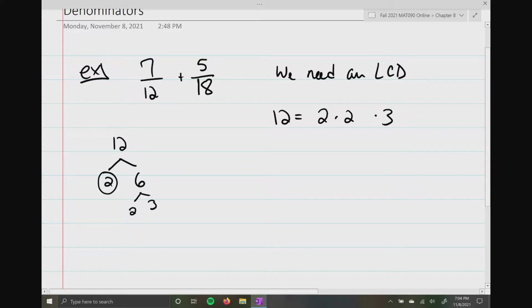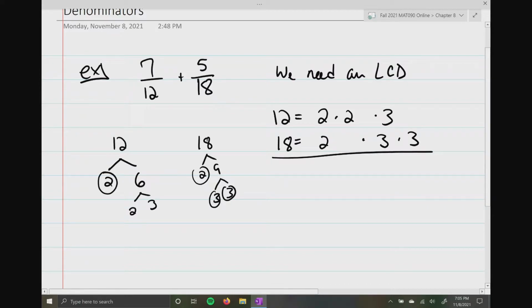Okay? And I'm going to do the same thing here with the number 18. So 18 is going to be 2 times 9. 2 is prime. 9 is 3 times 3, and those numbers are both prime. So I'll just circle them. So 18 is going to equal 2 times 3 times 3. Now notice the spacing here, because that's really important.